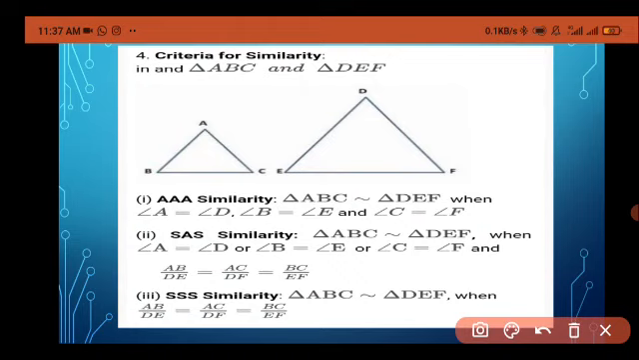Now, the next criterion is SAS similarity. That means if triangle ABC is similar to triangle DEF, then angle A is equal to angle D, angle B is equal to angle E, angle C is equal to angle F, as well as the sides AB by DE equals AC by DF equals BC by EF. Here we have to focus on two sides and one included angle. The third criterion is SSS similarity. The triangles will be similar only when all the sides are in a fixed ratio, that means in proportion.